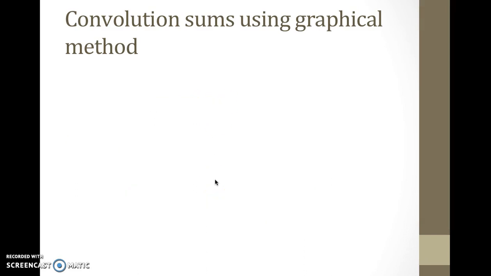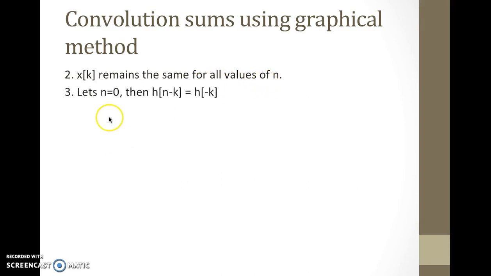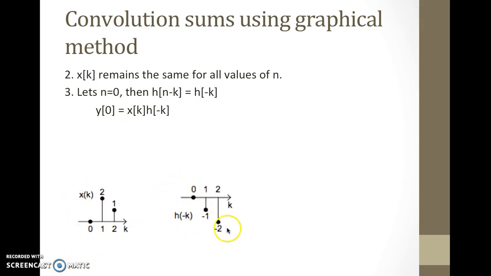So x[k] has to remain the same for all values of n. Let's say n equals 0. Then h[n minus k] will be h[0 minus k], so it becomes h[minus k]. So y[0] is x[k] multiplied with h[minus k]. So this is the x[k], and it's multiplied with h[minus k].